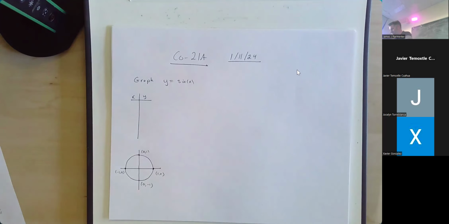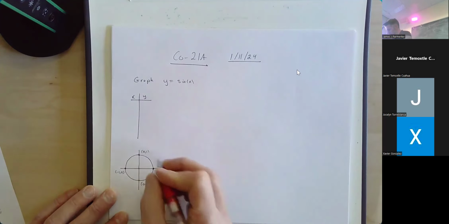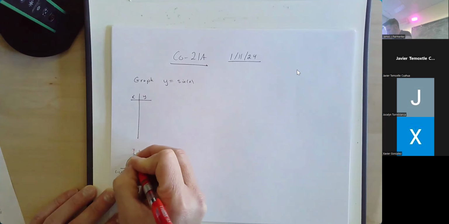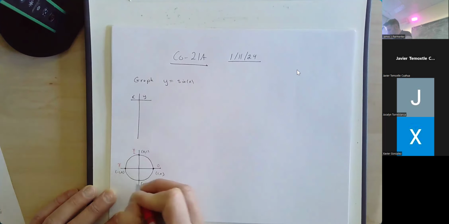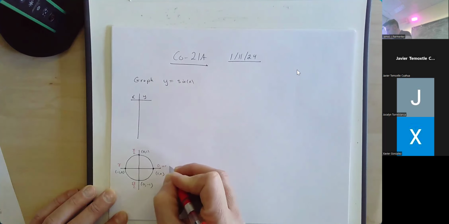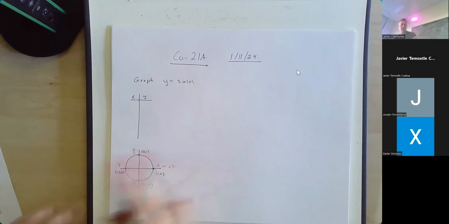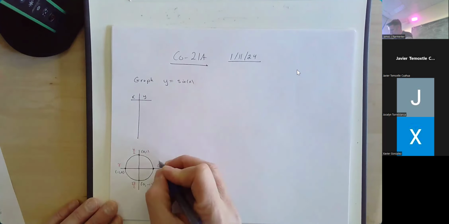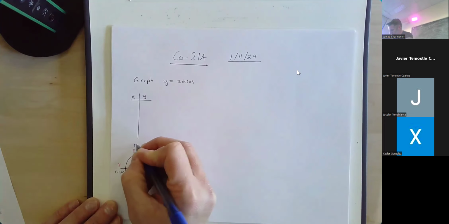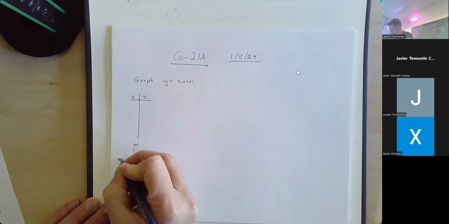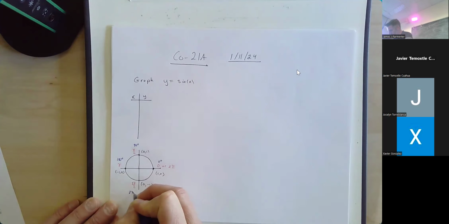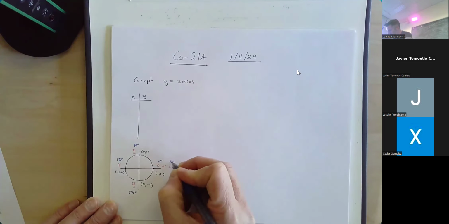So over to the right is the angle 0 radians. Up here is pi over 2. Over to the left is pi radians. Down here is 3 pi over 2. And then if you go make a full revolution, it's also 2 pi radians. We could also throw in the degrees just to see them. This would be 0 degrees, 90 degrees, 180 degrees, 270 degrees, 360 degrees.